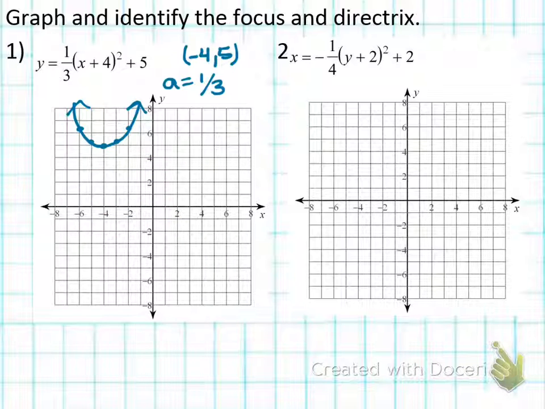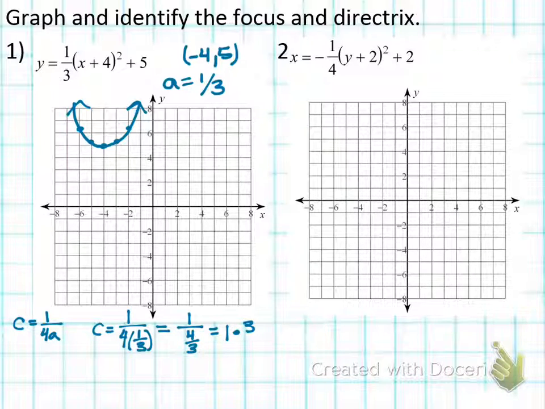Okay, so first I need to find c. I know c is equal to 1/4a, and I know that a is 1/3. So I'm going to plug in 1/3 for a. Multiplying, I get 1/4 divided by 1/3. Dividing by a fraction, you multiply by the reciprocal. So this is 1 times 3/4, which is just 3/4. Okay, so with step number 4 now, from the vertex, I'm going to go c units inside the parabola. So I'll go 3/4 of a unit inside the parabola. So this is about that point there.